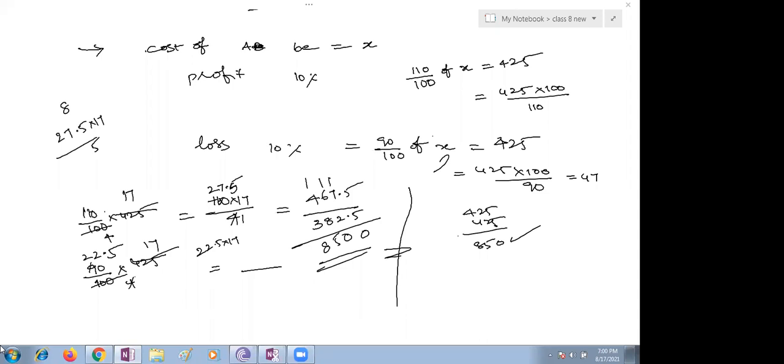No, there are two variables taken, Nana. Here there is a loss percent they are taking. Profit means they are taking as X. Then when loss happens, they are taking as Y. How are they taking 90%? Y is 90%. 90% of Y is 425. Reduce it to, okay. Then actually it is 110 by 100 and 90 by 100. It got reversed.